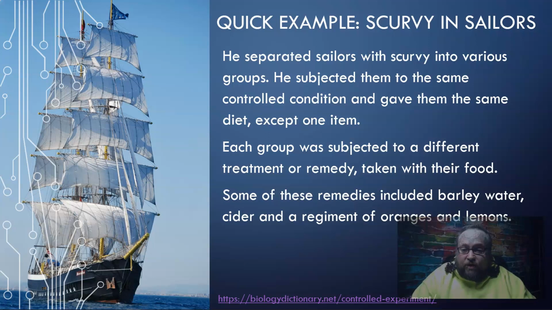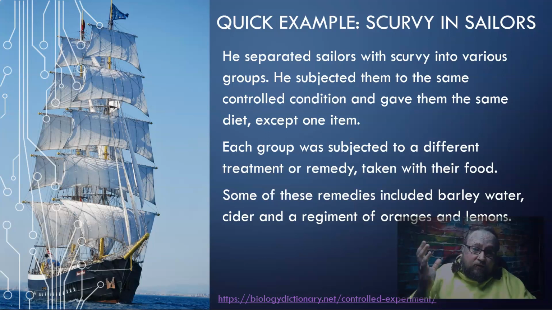So each group was subjected to a different treatment or remedy taken with their food. So what you start having there then is there's not really this control group to compare against. It's just a whole bunch of experimental groups where your independent variable you're manipulating is the different item of food that could be a possible cure for scurvy as they test this. Because everything else they're eating between all of the groups is the same.